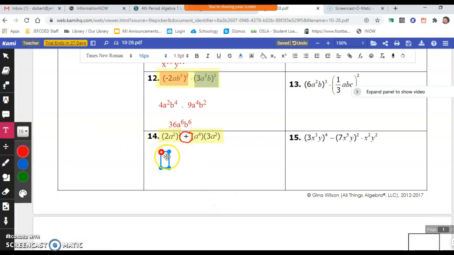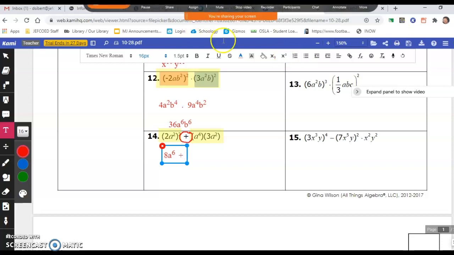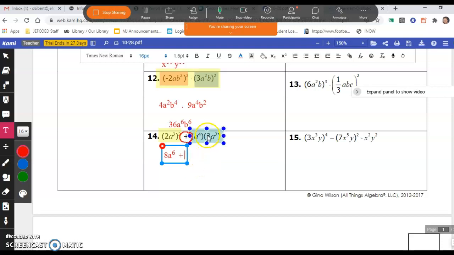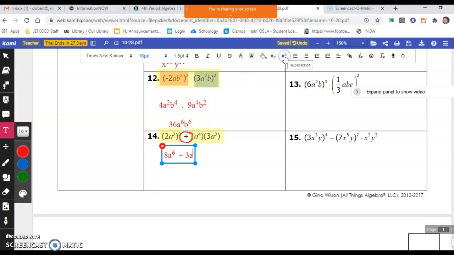We've got 2 raised to the power of 3, 8. A is going to be raised to the power of 6. Good. And then we have our addition sign, our plus sign. Okay. Product rule here, we're going to have 3 times the 1 is 3. A is going to be raised to the power of what? Product rule means we do what with them? Add them. 6. Okay? So then we just have 3a to the 6.